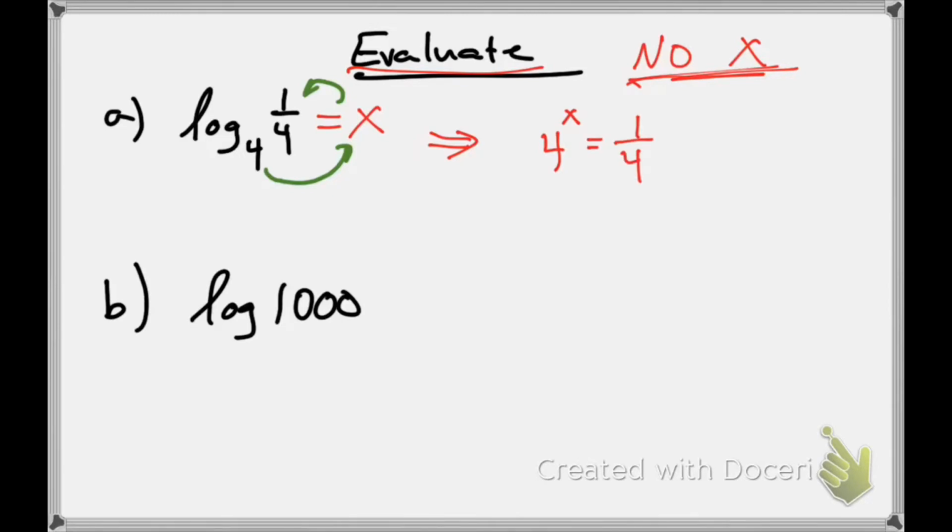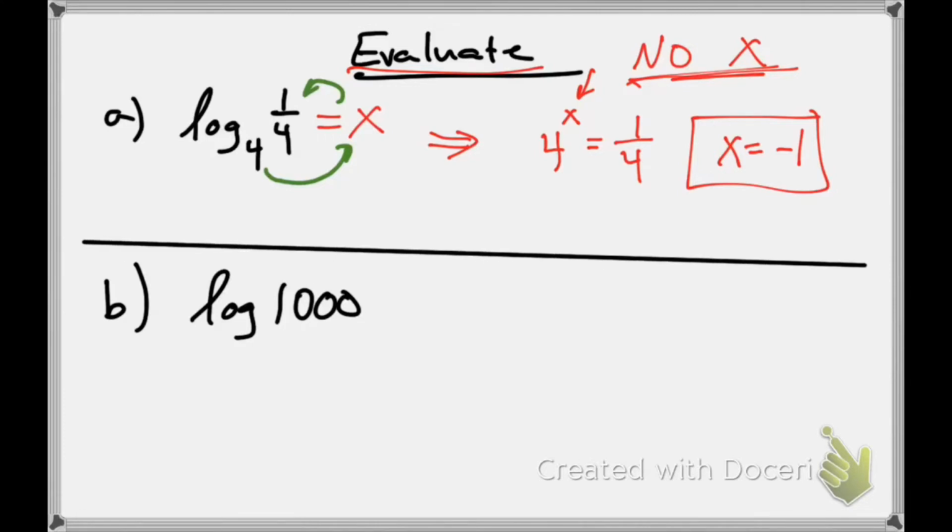Well, what does x have to be to make 4 equal 1/4? Hopefully you guys remember I need to bump the 4 down to the bottom, which means x has to equal -1. I'd be okay if you stop there, but you could write it like this: log base 4 of 1/4 equals -1. Remember, a negative exponent flips it. Top goes to bottom, bottom goes to top.